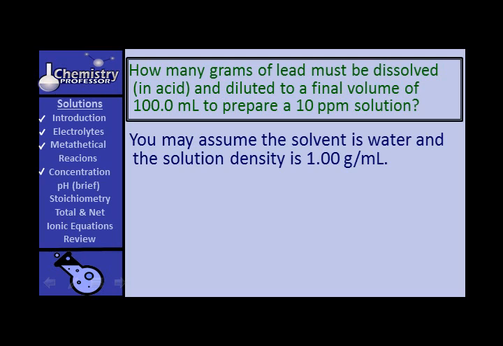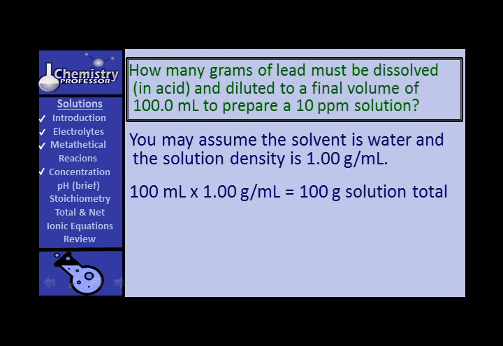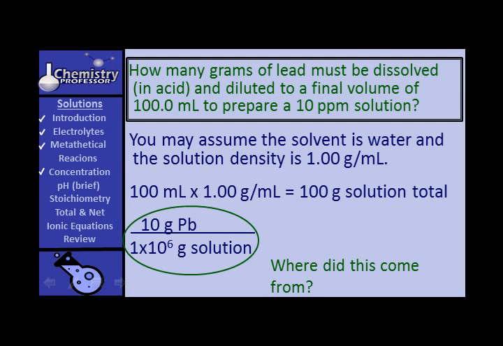We'd have to tell you otherwise. And you may assume then that the solution density is 1 because there's not enough lead in it to impact that density. So 100 milliliters times 1 gram per milliliter tells us we're working with 100 grams of solution. Now, we know that in this solution, we've got to have 10 grams of lead per million grams of solution. Where'd that come from? Yeah, that came up there in that 10 parts per million. But we don't want to deal with that much. We only want to deal with 100 grams.